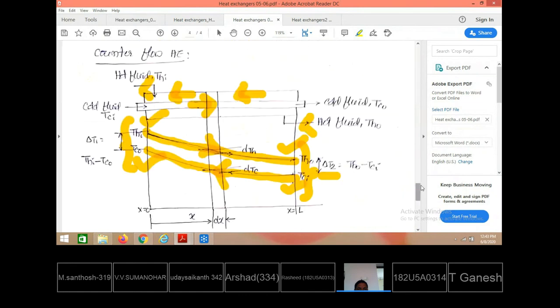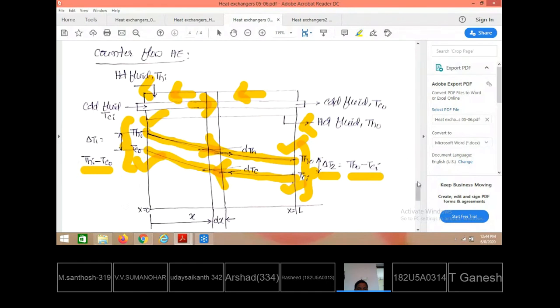For a counterflow heat exchanger, hot fluid enters with temperature THI, and after losing heat the temperature comes down to TH naught. As the cold fluid is traveling in the opposite direction to the hot fluid, it enters here and leaves with this temperature. Therefore, TC naught must be at a higher level than TCI. At the inlet, the temperature gap between hot and cold fluid is THI minus TC naught, and here it is TH naught minus TCI. That is delta T2, so delta T1 is THI minus TC naught.